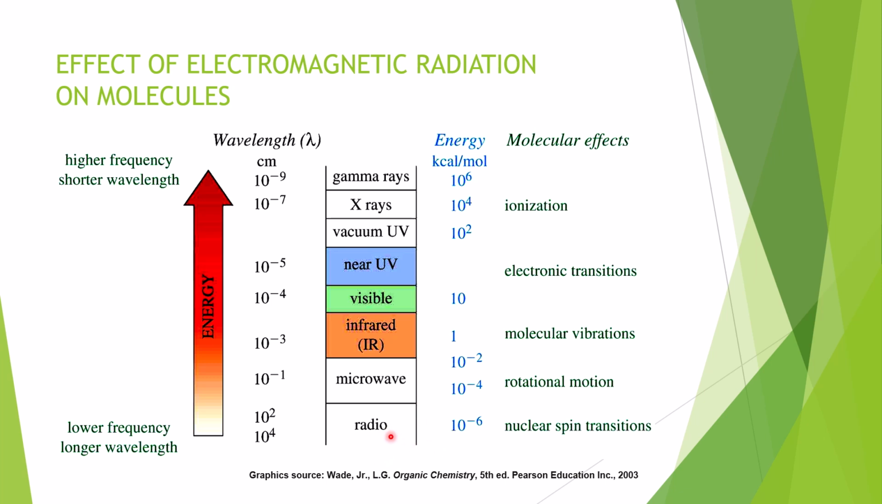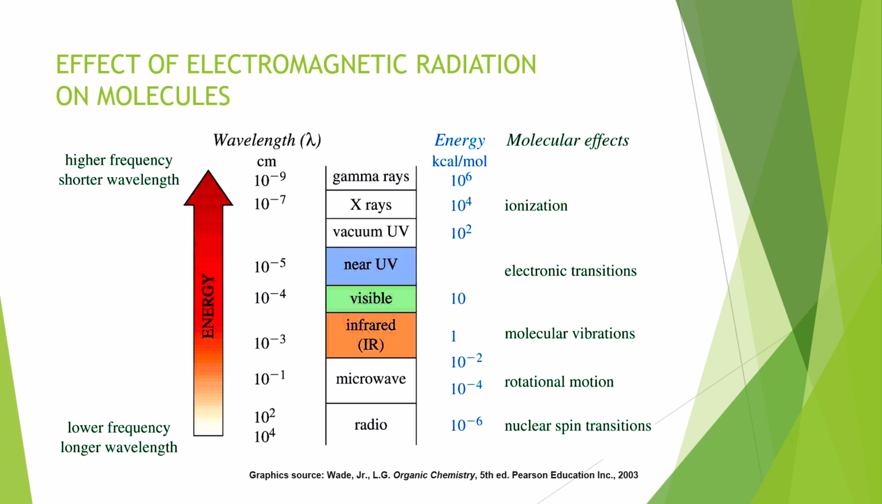For example, if a molecule is irradiated with radio frequency waves, then there are nuclear spin transitions. If the molecule is irradiated with microwaves, then it involves rotational motion. If it is irradiated with infrared radiation, there are molecular vibrations. Similarly, if it is irradiated with UV radiation, then there is an electronic transition in the molecule.